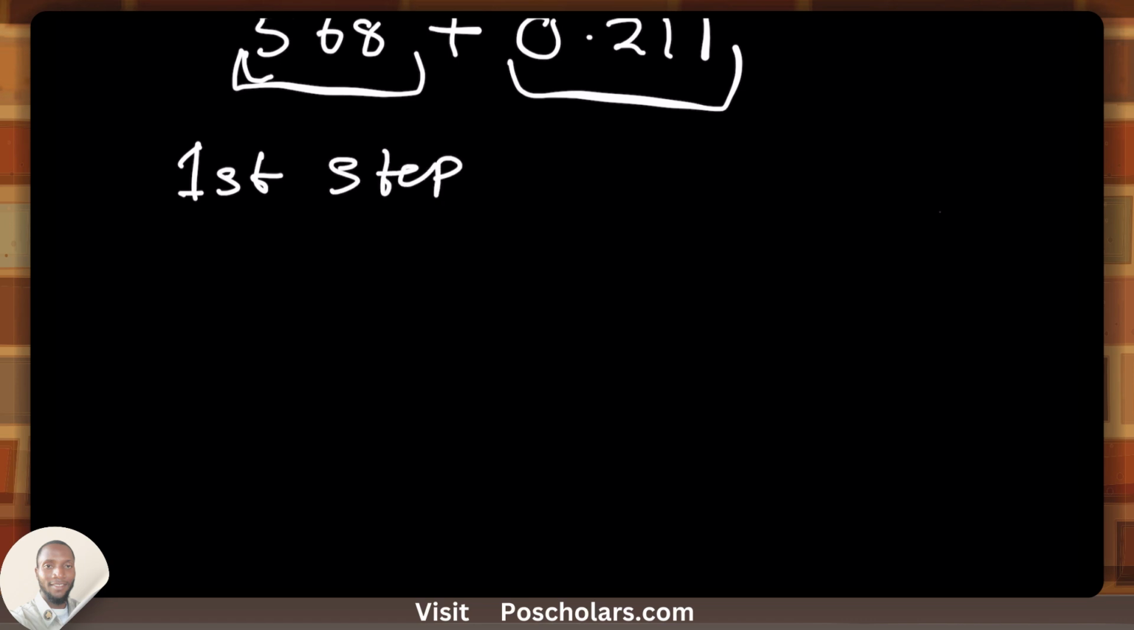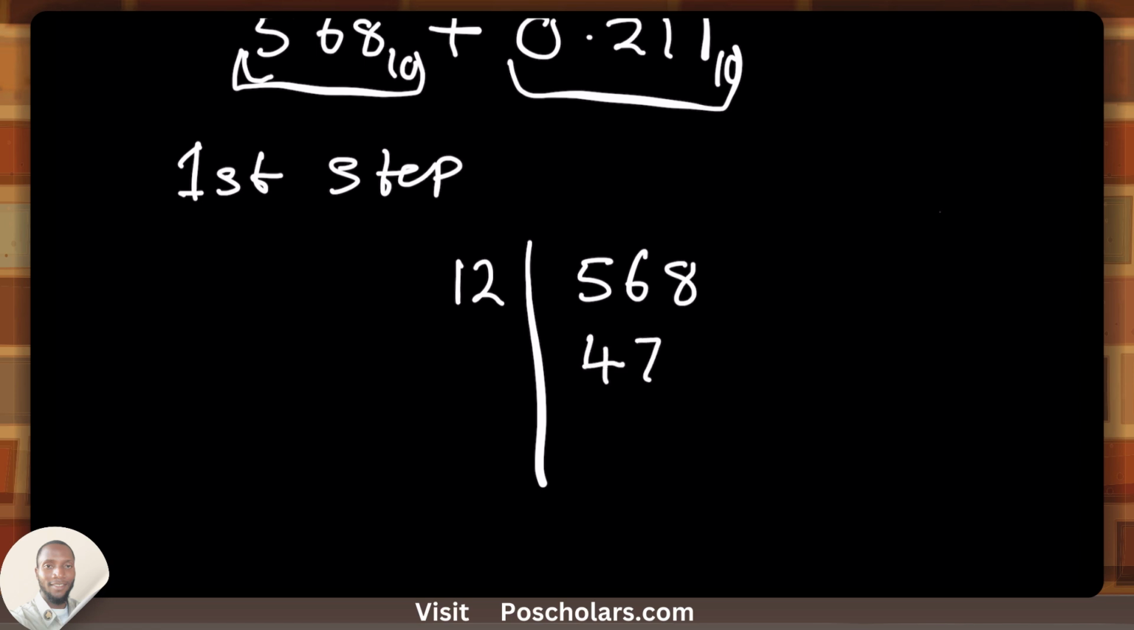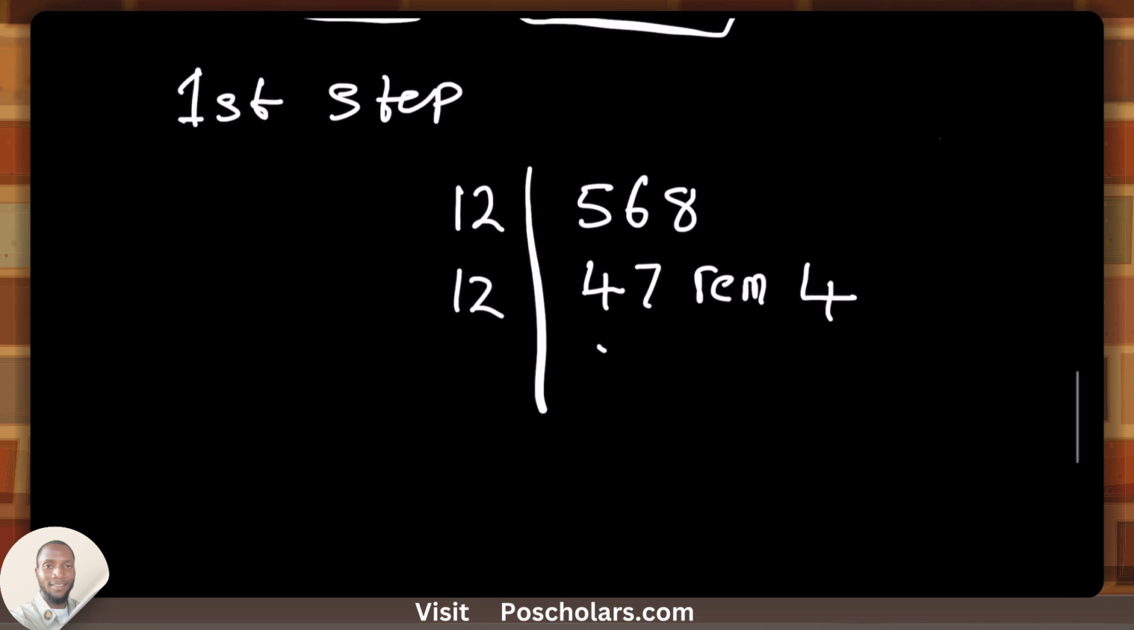Converting 568 to base 12, you know how to do that now. You want to convert 568 base 10, remember, they are both in base 10, to base 12. So you divide by 12 successively and write out the remainder. How many 12 can you find in 568? 47, remainder 4. How many 12 can you find in 47? That's 3, remainder 11. Now take notes.